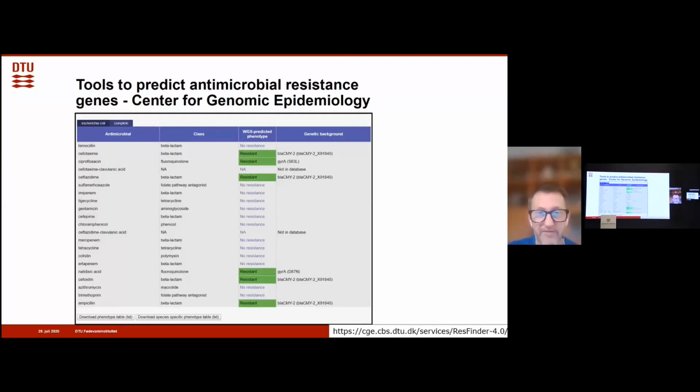the classes, and the predicted phenotype, if it's resistant or if it's not resistant, and then what genetic background was identified. So in this example, for instance, this genome contains CMY-2, giving resistance to beta-lactams, and it means that it's resistant to cefotaxime. And you can see that it's also the same gene that is responsible for ceftazidime resistance. It's also responsible for cefotaxime resistance and also for ampicillin resistance. So this is how it's operating.